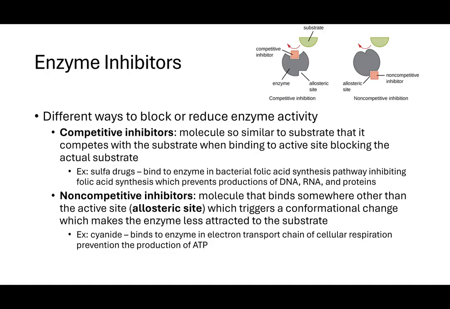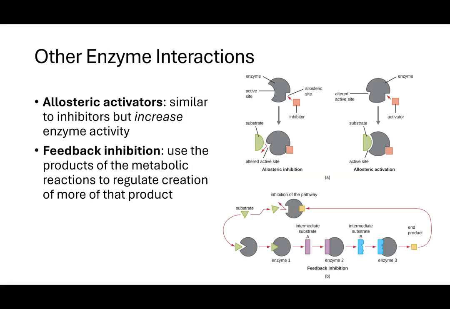One example of this that impacts both us humans and bacteria is cyanide. This binds to an enzyme in the electron transport chain, which we'll talk about next week, and ultimately prevents the production of ATP, our energy currency. So that's kind of how cyanide kills things, is we stop making energy, and then everything stops happening in our cells. On that depressing note, moving on, other enzyme interactions.